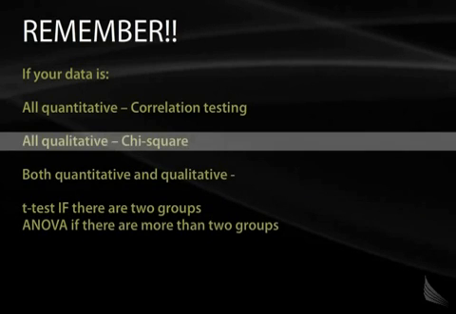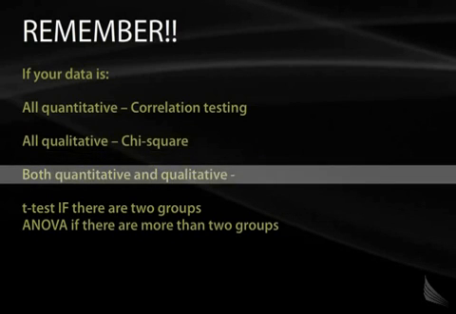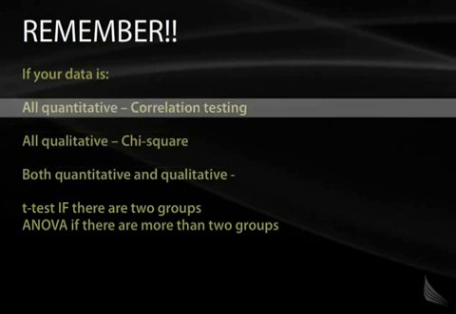If one is looking at all qualitative data, particularly if you're comparing proportions, the appropriate test is a chi-square. Correlation testing can be used for any manner of quantitative data and for ordinal qualitative data. Recall that qualitative data can be ordinal or nominal. In nominal, there is no ordering of the data, whereas in ordinal data, there is a natural order to the data. So either quantitative or ordinal qualitative data can be utilized with correlation testing.